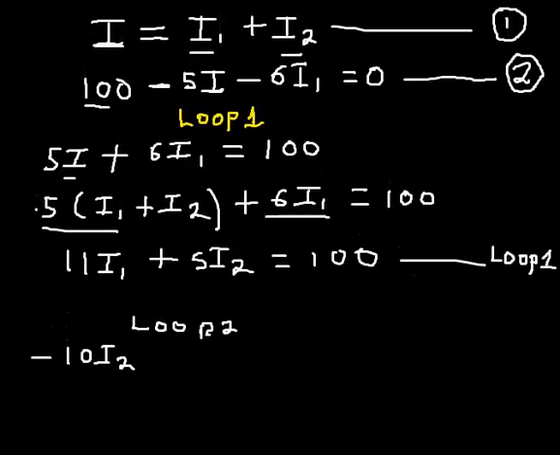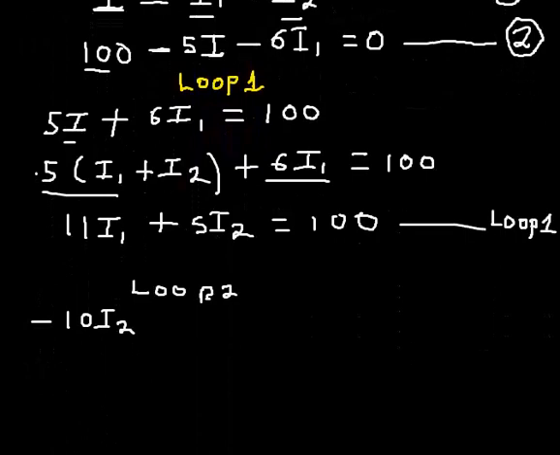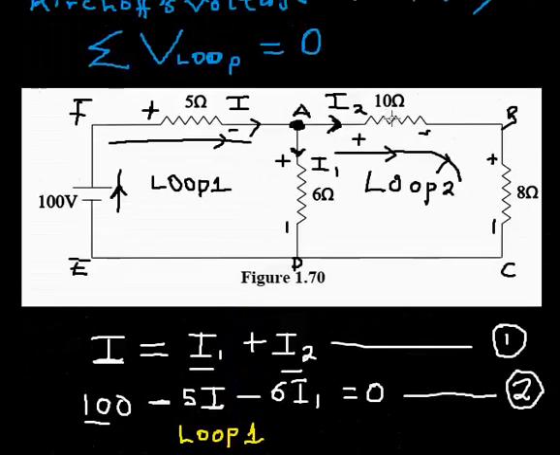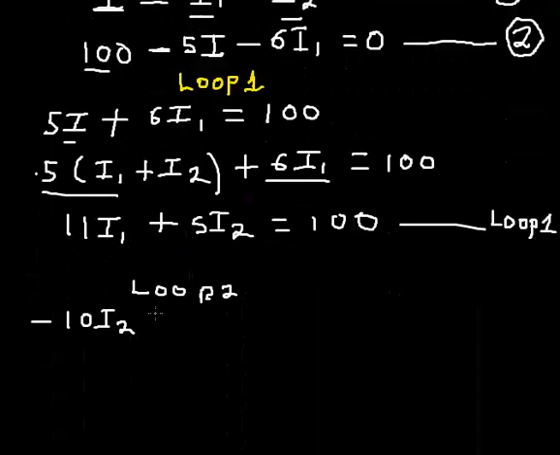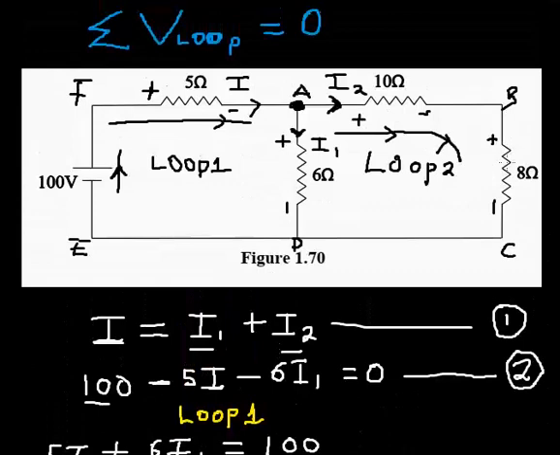All right, so let's go there. So minus 10I2, then I'll go again. Current flows, it will encounter an 8 ohm resistor from positive to negative. That's minus again, a voltage drop. So that's minus 8I2.